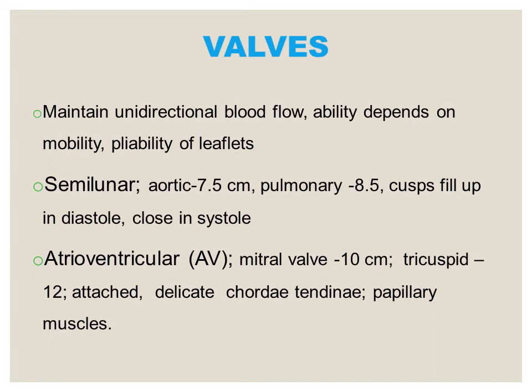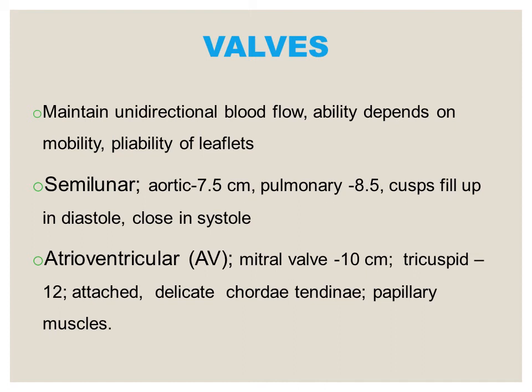Now the cardiac valves. The cardiac valves maintain unidirectional blood flow, and this ability depends upon the mobility and the pliability of the leaflets. There are two types of cardiac valves: the semilunar valves, which are present in the outflow tract, that is between the left ventricle and the aorta is the aortic valve, and between the right ventricle and the pulmonary artery is the pulmonary valve. They have cusps, and these cusps close in systole and fill up in diastole.